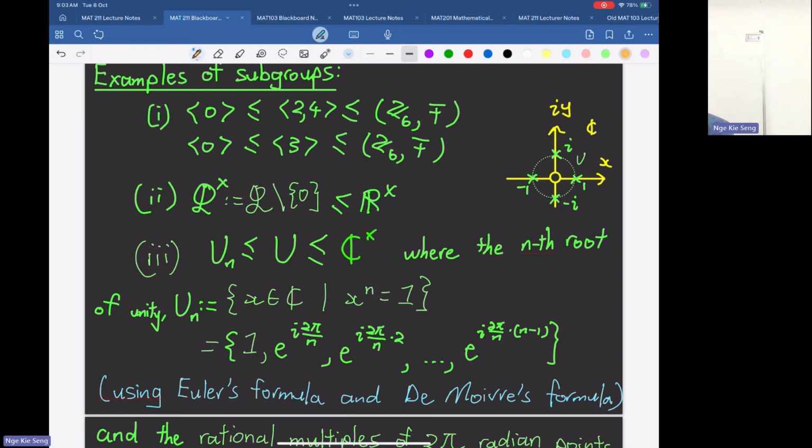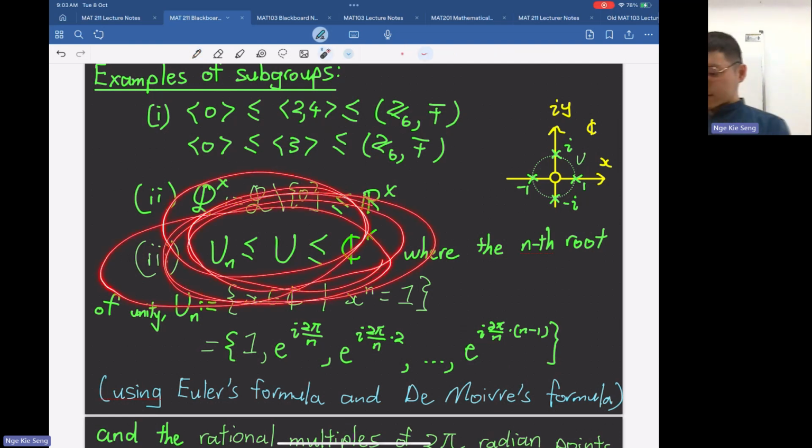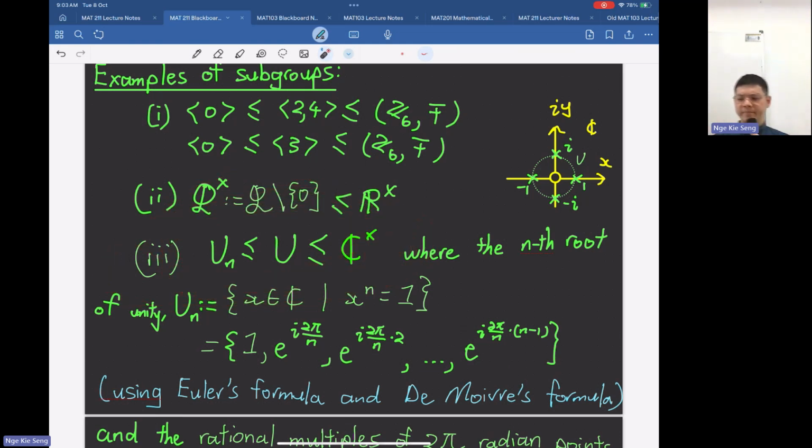I want to return to the examples of subgroups, in particular the complex numbers and the roots of unity. Last time I talked about roots of unity. What is a root of unity? They are the roots of the polynomial equation x to the power n equals 1. What does this mean? If you take the modulus of this x, it should be length 1. These are the knowledge from complex numbers.